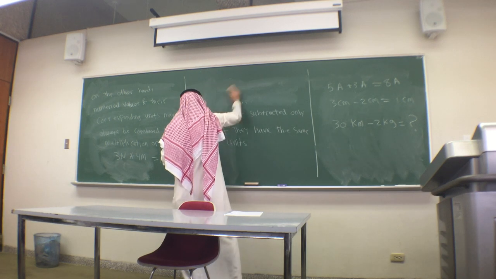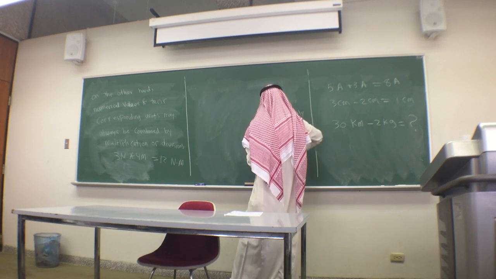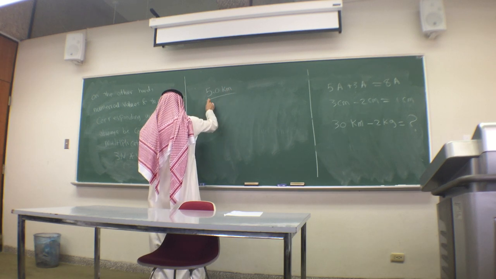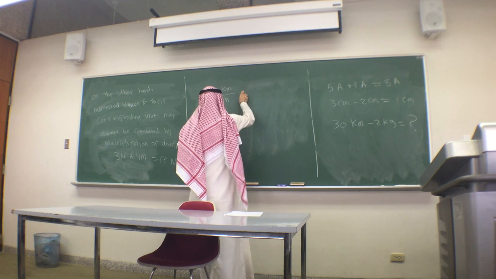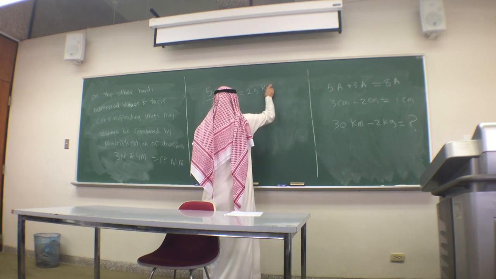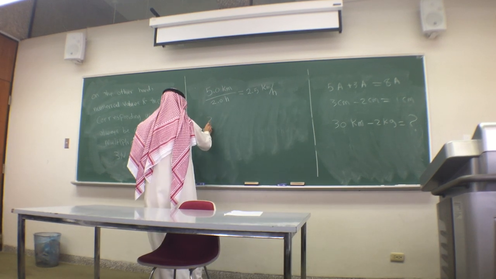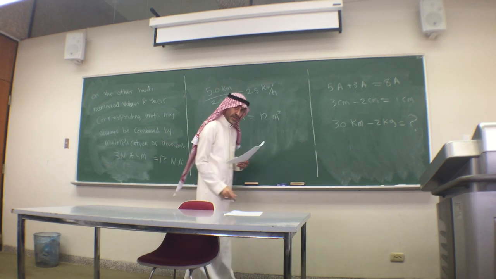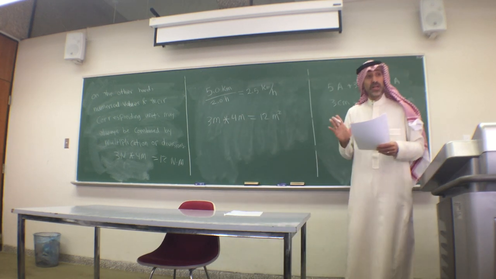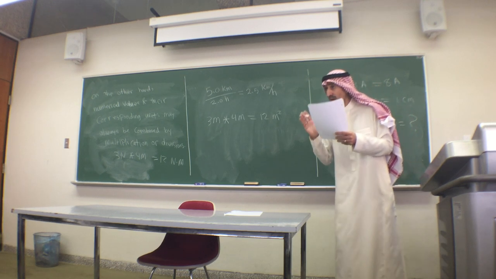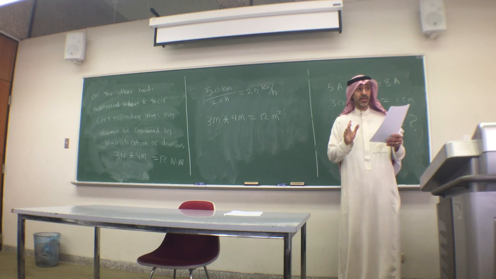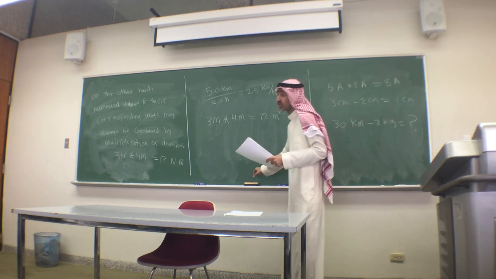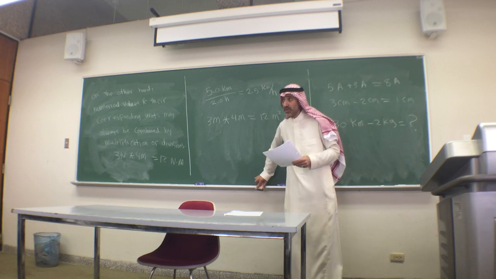Also, when you say 5 kilometers divided by 2 hours, this will equal 2.5 kilometers per hour. 3 meters times 4 meters will equal 12 meters squared. So you don't have to worry about multiplication and division. Just be sure that you are doing the correct unit when you multiply. The numbers you multiply, at the same time, the units. When you divide the numbers, we divide the units. Any questions so far, guys? Any question? As we said, we are starting easy and slow.